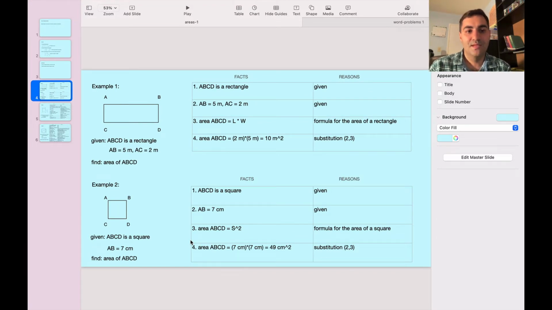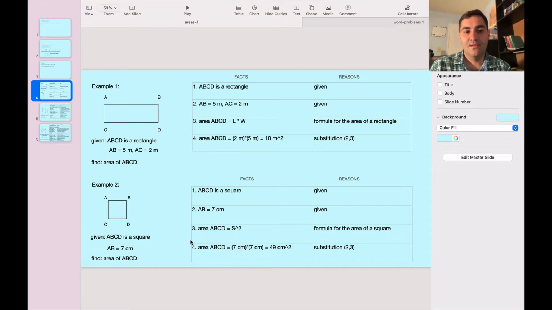Example 1. Given ABCD is a rectangle, AB equals 5 meters and AC equals 2 meters, find the area of ABCD. So write down what we know. The area of ABCD is going to be length times width, so we can just plug in 2 meters times 5 meters equals 10 meters squared.